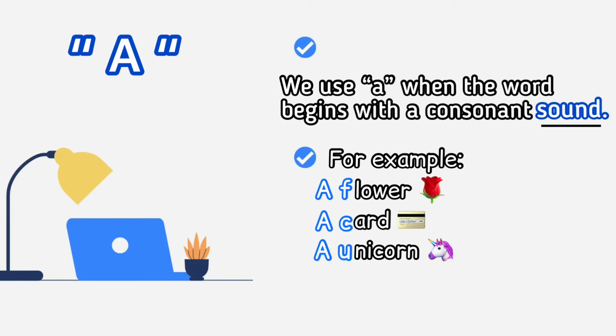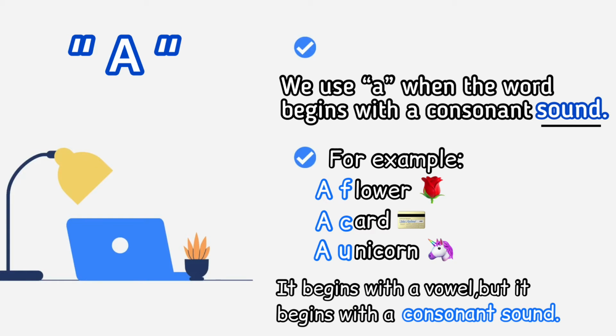You need to use a when the word begins with a consonant sound, not just letter. Consonant sounds are like f, k, t, like flower, cabinet, water, like a flower, a card, a unicorn. Take a look at this word. Although unicorn begins with a vowel, it begins with a consonant sound, so we should say a unicorn.